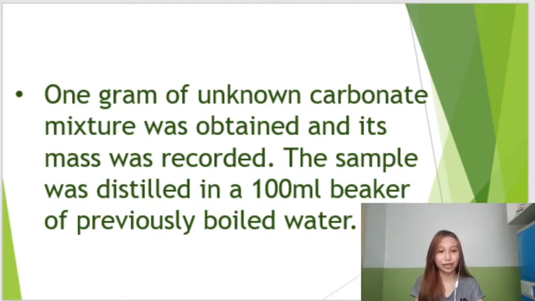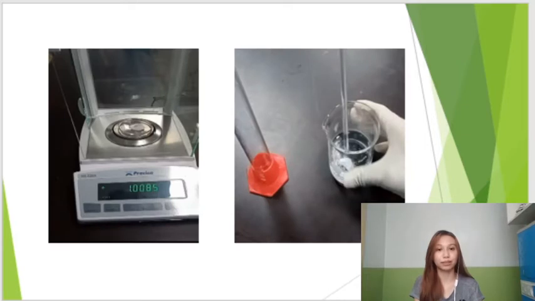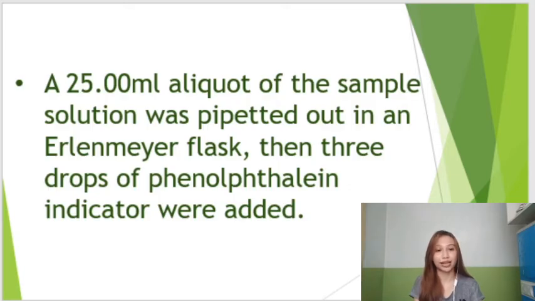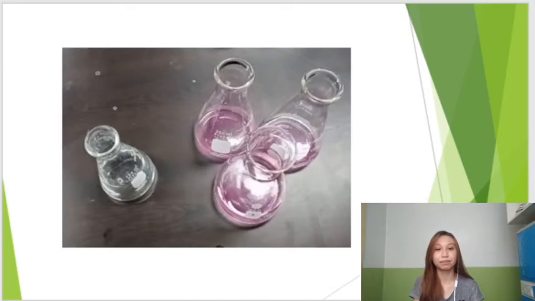Second is the titration with phenolphthalein. 1 gram of unknown carbonate mixture was obtained and its mass was recorded. The sample was dissolved in a 100 ml beaker of previously boiled water. A 25 ml aliquot of the sample solution was pipetted into an Erlenmeyer flask. Then 3 drops of phenolphthalein indicator were added.